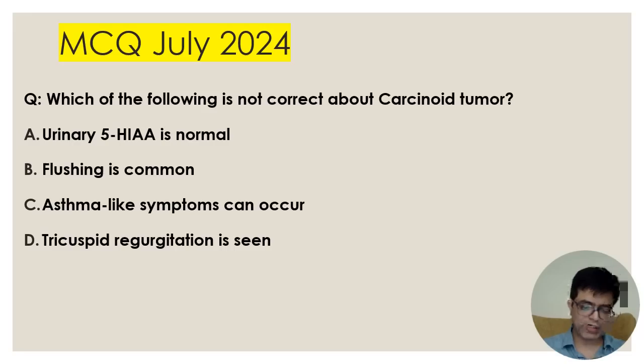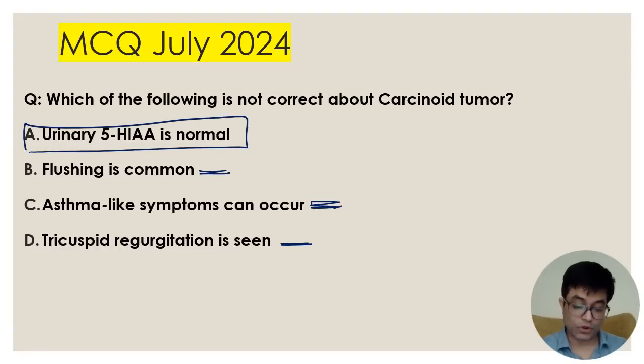Let us have a look at the question which was asked in July 24. Which of the following is not correct about carcinoid tumor? Tricuspid regurgitation seen? True. Asthma-like symptoms can occur? True. Flushing is common? True. Urinary 5-HIAA is not normal, it is elevated, and so they are asking not correct, and so option number A is the correct answer.